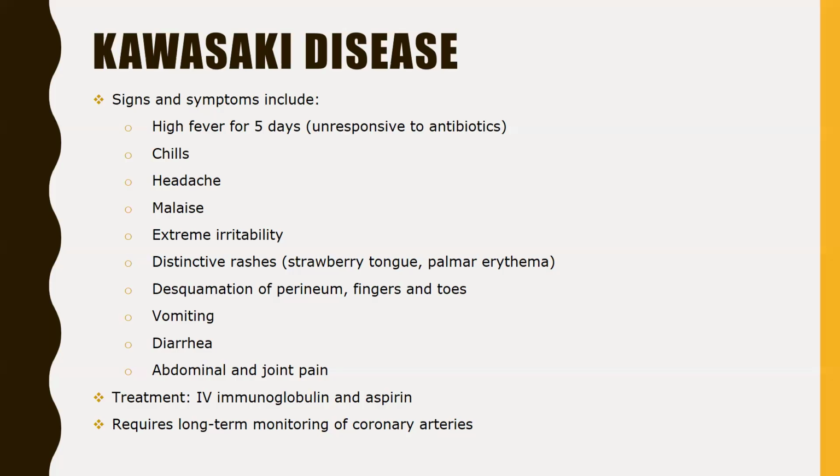Now, chronic management of children developing aneurysms during the initial phase is directed towards preventing any kind of myocardial ischemia. But in the acute phase, we give high-dose aspirin in 4 divided doses daily and a single infusion of intravenous immunoglobulin or IVIG. Okay? So these kids will have long-term monitoring of their coronary arteries.